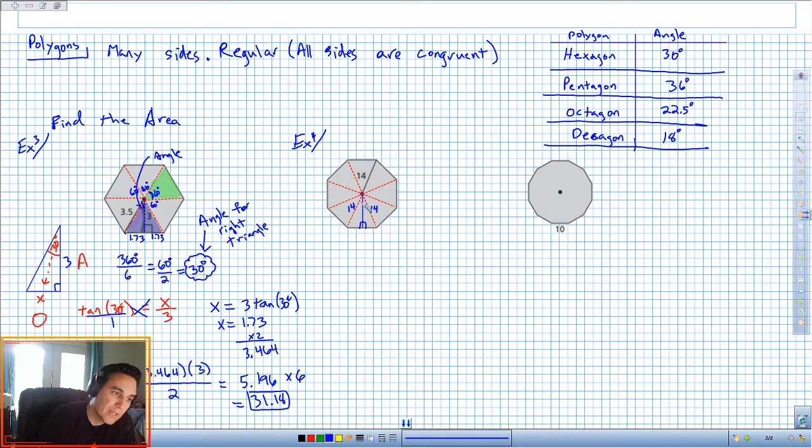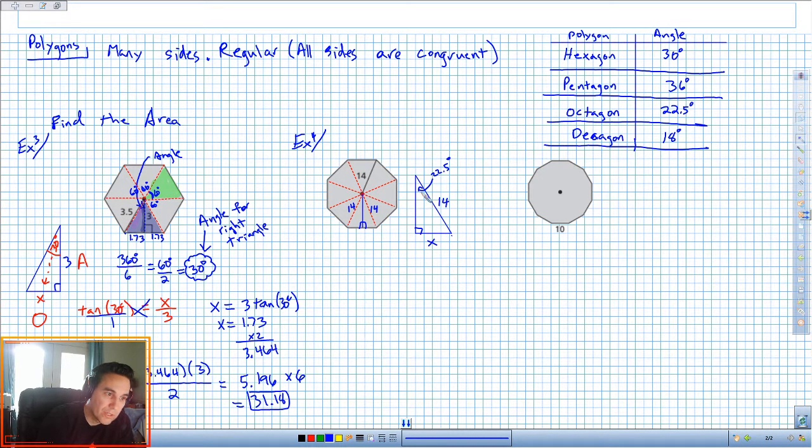Okay, this is an octagon. So the angle in this corner right here is 22.5. So I'm going to draw a little zoomed in picture of that triangle. So here is a zoomed in picture of the triangle. This is 14. We know this is 22.5 degrees right here. Okay, so we would like to figure out that.